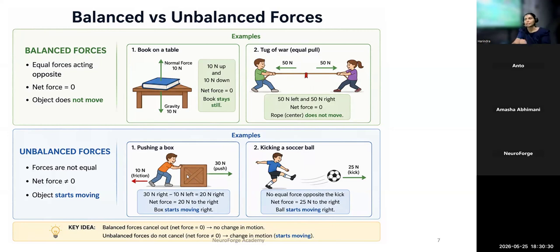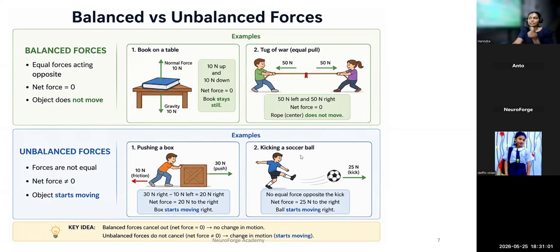So what about unbalanced forces? The boy is pushing this box with more force than the frictional force. You can see here the frictional force is 10 Newton, which is lesser than the applied force, 30 Newton. But what is the net force? It's 30 minus 10. Net force is 20 Newton to the right. You can see the box starts moving right.